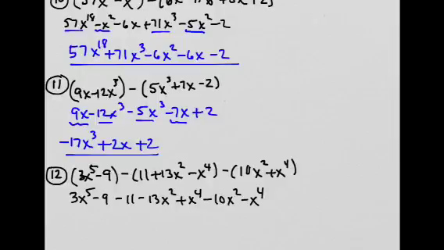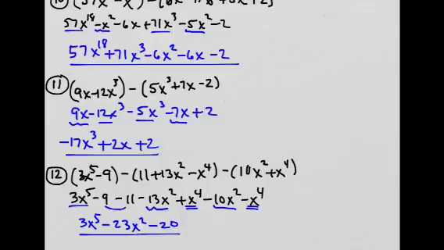So the highest degree here is 5, and there's only one of them, this one right here, so we just bring it down. Then we have 4th, there's this one and this one, but they cancel each other out. Then the next one after that is squared, there's this one and this one, so that's negative 23x squared. And then we have these 2 constants right here that gives us negative 20, and there's your answer.